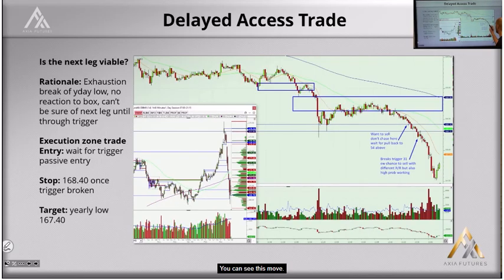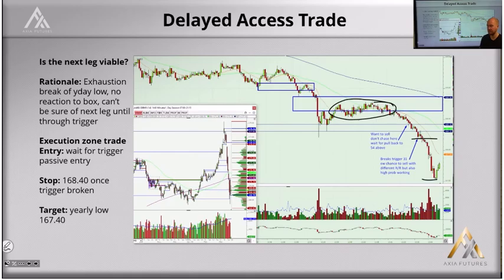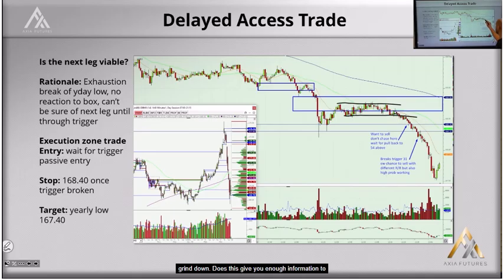You can see this move. But what you can't decide at this point is whether this is really a move that's actually going to happen, and this is your delayed access. So you're looking for more information. We get out of this little zone and we grind down. Does this give you enough information to believe that this is going to happen? No. Volumes have not really changed. The market is drifting lower. Okay, delta's dropping a little bit. So that doesn't give you anything.